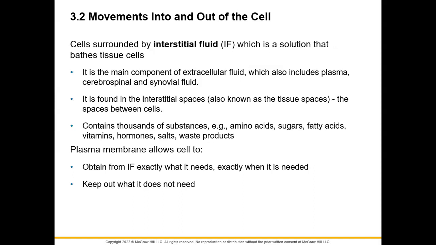Interstitial fluid is found in the interstitial spaces or tissue spaces. That's the spaces in between cells. And it contains thousands of substances like amino acids, sugars, fatty acids, vitamins, hormones, salts, and waste products. The plasma membrane allows the cell to obtain from the interstitial fluid exactly what it needs, exactly when it is needed, and to keep out what it does not need.